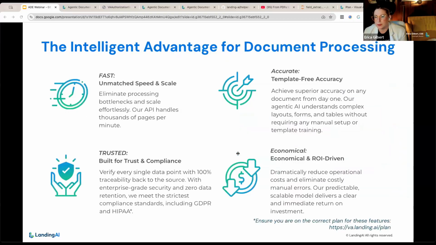And then, where we think we position ourselves in the space and why you should ultimately select LandingAI's ADE is really we are the intelligent advantage. There's an enterprise software purchasing joke that when you're considering how to purchase, you can really only pick two when you're choosing between fast, accurate, cheap, or expensive. And that joke is that you can't have something be both fast, accurate, and inexpensive, meaning that you're trading accuracy for affordability or speed for affordability.